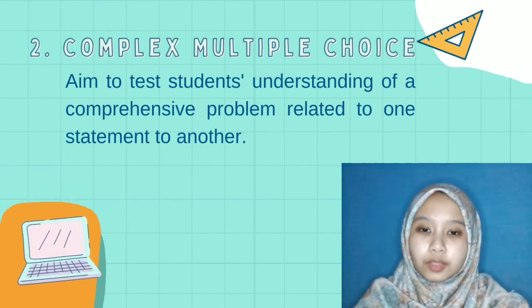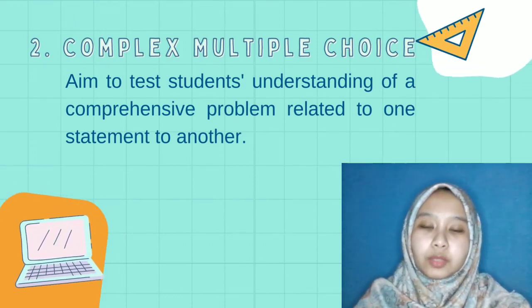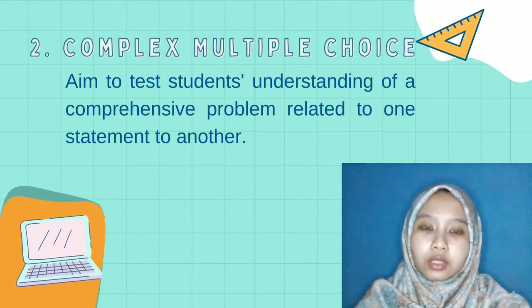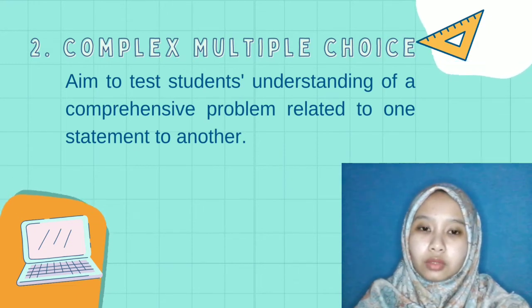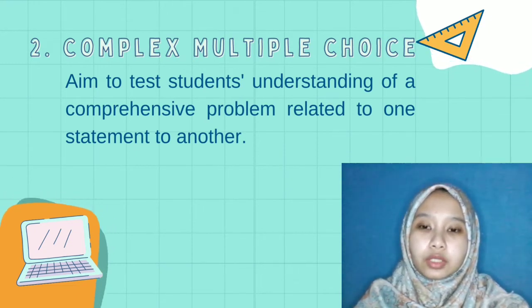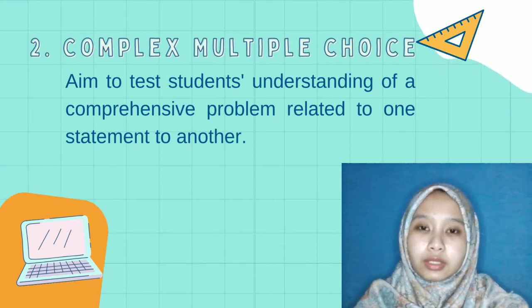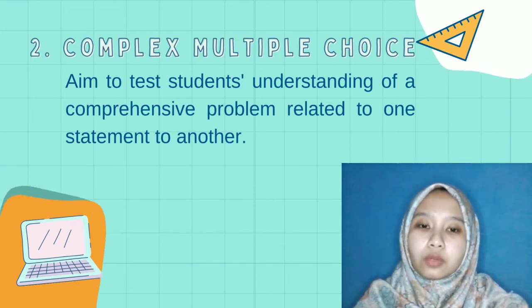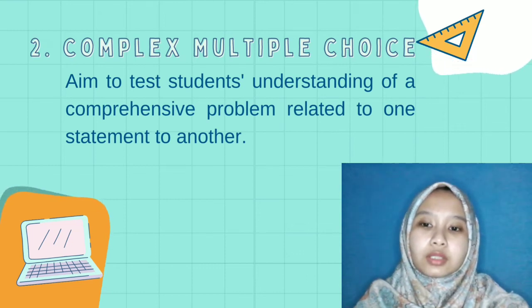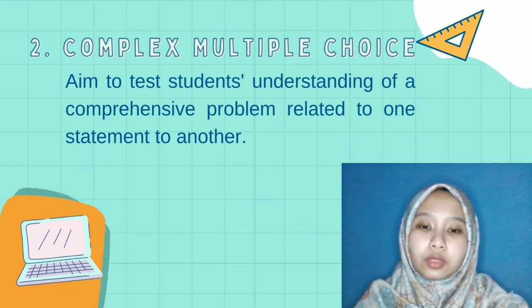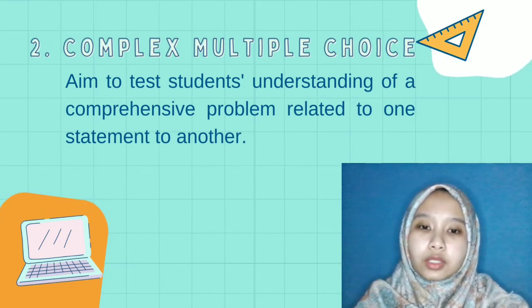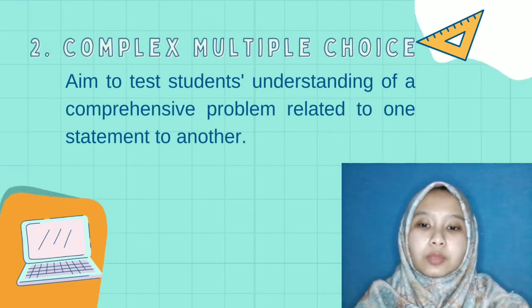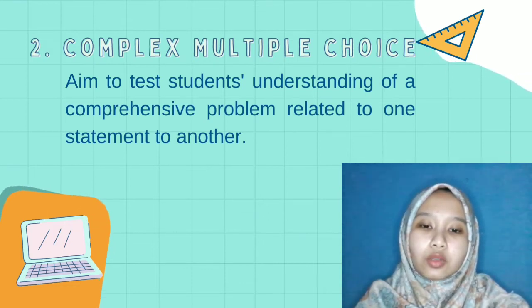Next, complex multiple choice. Complex multiple choice questions aim to test students' understanding of a comprehensive problem related to one statement to another. Like ordinary multiple choice questions, higher order thinking skill questions in the form of complex multiple choice also contain stimuli that are sourced from contextual situations. In contrast to the usual type of multiple choice, the questions or statements in complex multiple choice are made more complex so that they are more difficult for students.